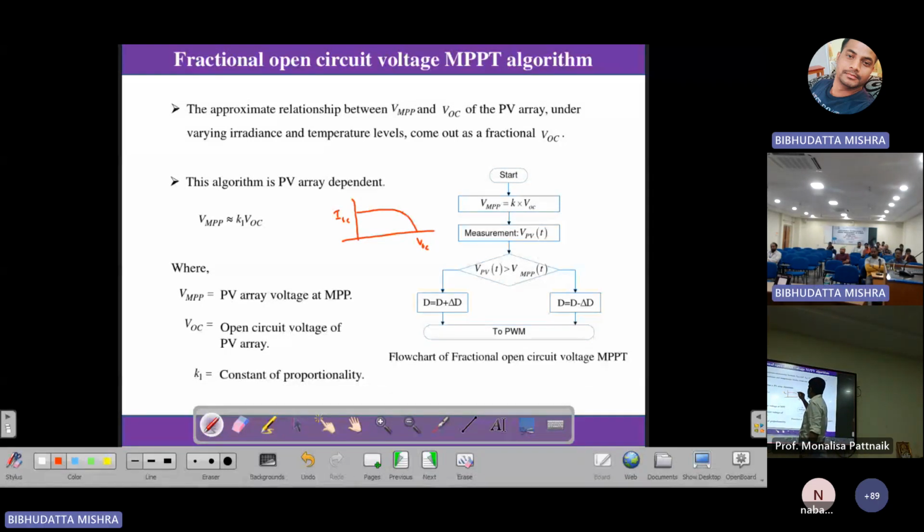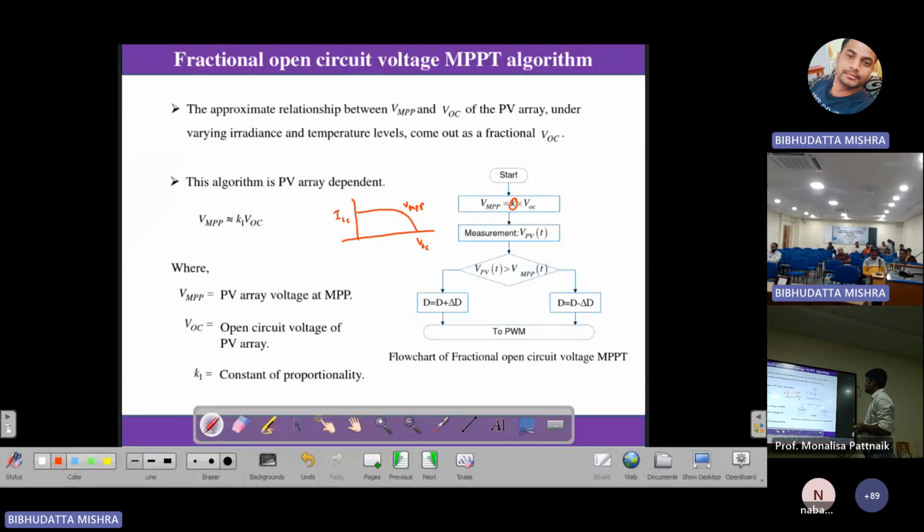So this VMPP is nothing but a fraction of the open circuit voltage. In general, it varies between 0.75 to 0.82 or 0.83. That also depends upon the aging of the panel. So you put this fraction there, and accordingly you can change.